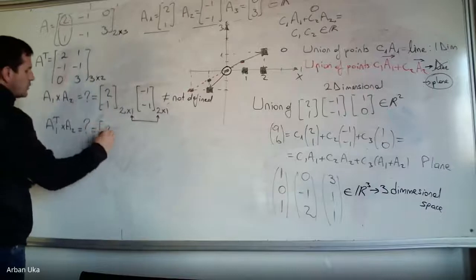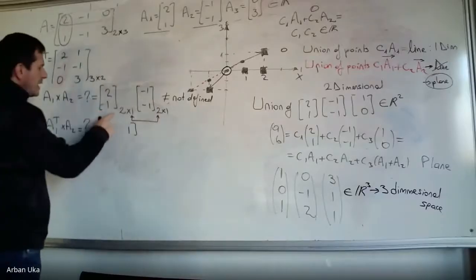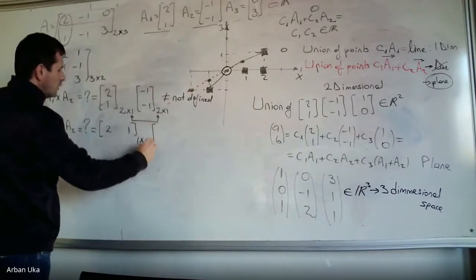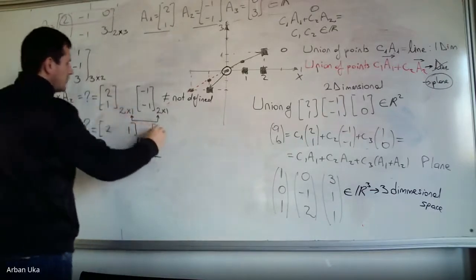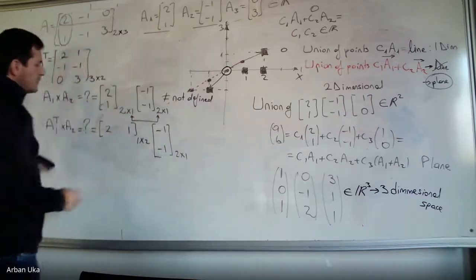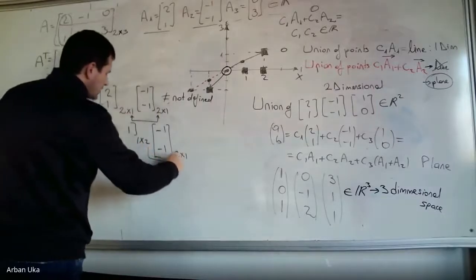A1 transpose is 2, 1. You make the column a row. That's it, okay? Because A1 was this, and now that we take the transpose, this is 1 by 2. If this is 1 by 2, we multiply it with a matrix, which is minus 1, 2, by 1. Is this multiplication defined? Yes. So these two dimensions are equal.